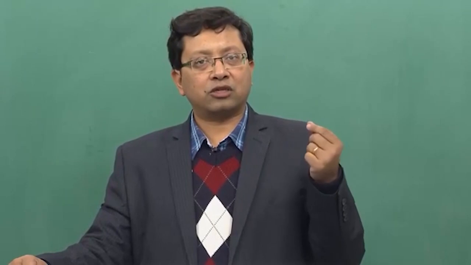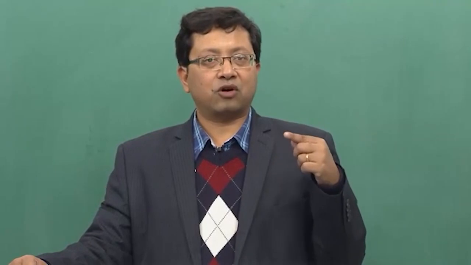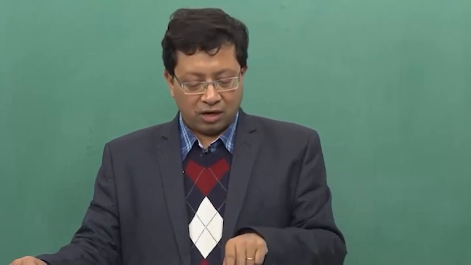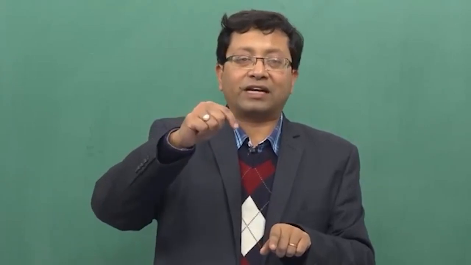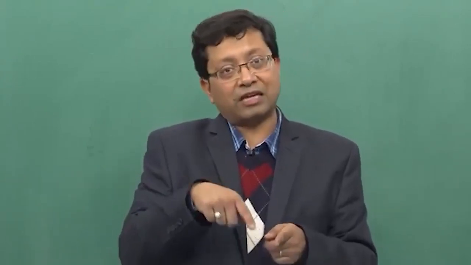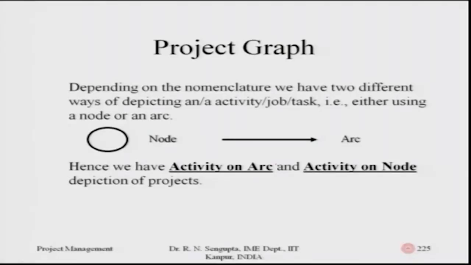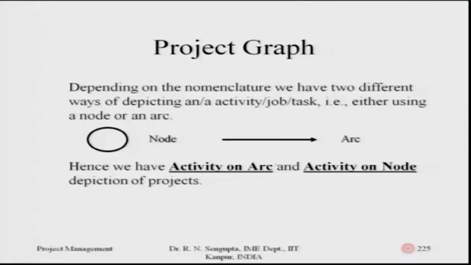So, if you are denoting the activity on the concept of a node, then A would be used as a circle, as a node. Now, if A was being denoted on an arc, then the letter A would not be used. Rather than A, the sequence 1 and 2 would be used. 1 would come here when I am pointing my finger, and 2 would come here. Either you use A for a circle as a node, or for the arc you use 1, 2 in order to denote that. Hence, we have activity on arc and activity on node concepts for depicting the project.